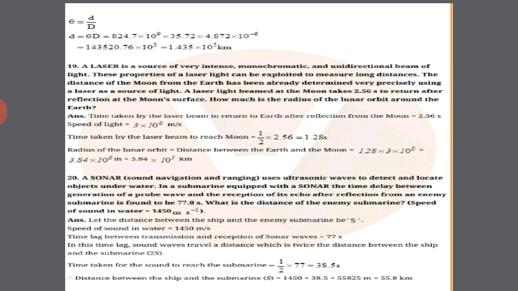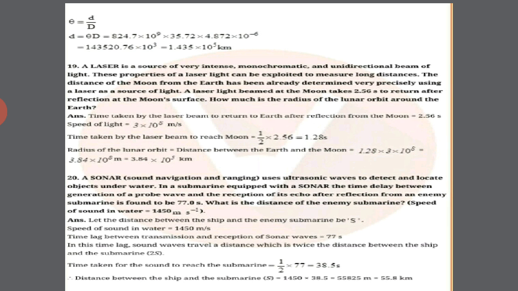A laser light beamed at the moon takes 2.56 seconds to return after the reflection at the moon surface. How much is the radius of the lunar orbit around the earth? Okay, let's start with the solution.